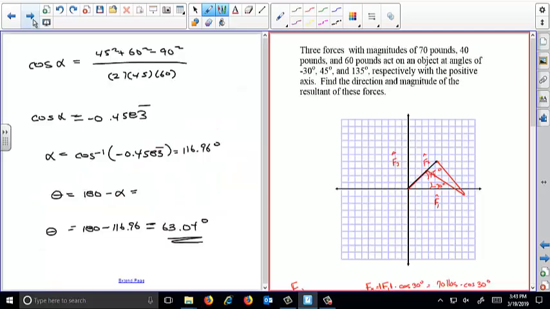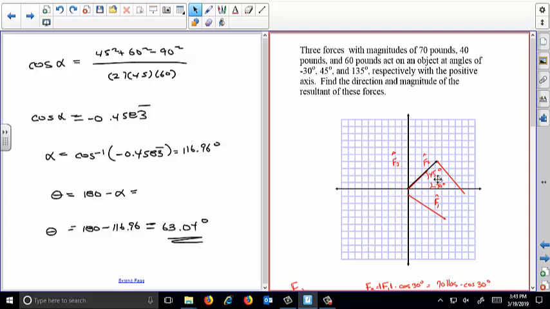Okay, now we have three forces with magnitudes of 70 pounds, 40 pounds, and 60 pounds acting on an object at angles of negative 30, 45, and 135 degrees respectively with respect to the positive x-axis. Find the direction and magnitude of the resultant of these forces. So we're going to use the component method to figure this out. So let's rearrange some things here.